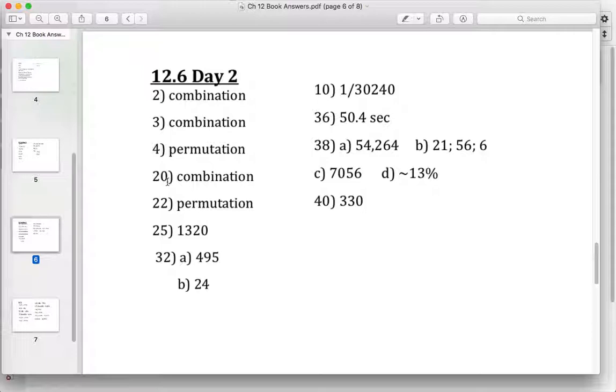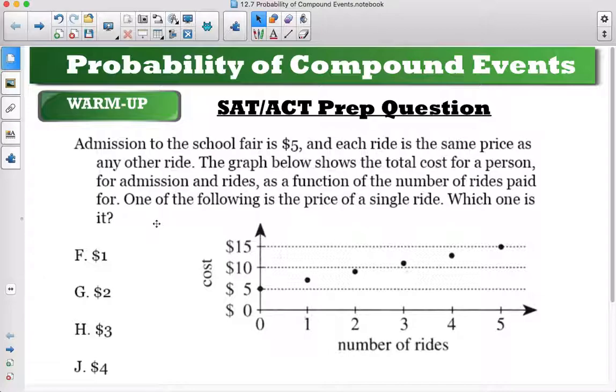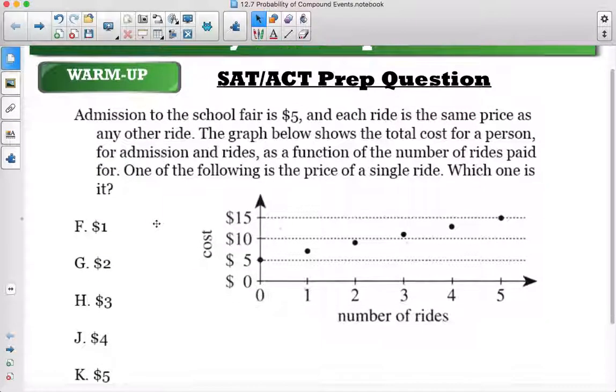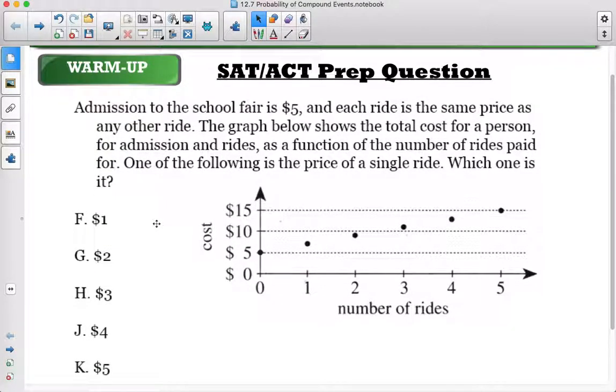Otherwise, if you would please, have out your note packet for section 7 in chapter 12. So 12.7. As you're doing that, I am just going to talk through real quick one of our SAT, ACT prep questions that we like to look at every now and then, so you can kind of see what the SAT and the ACT, the questions that they ask.